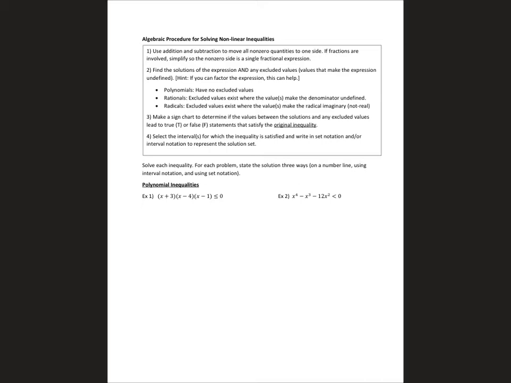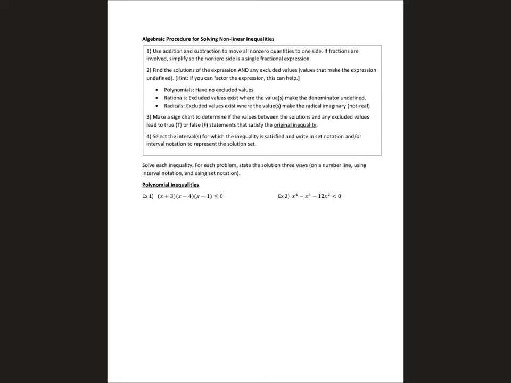So any excluded values are going to exist where the value makes the denominator 0. Those have to be included as part of our critical points listed on our number line. And with radical inequalities, remember, we're dealing with a real number line. So any values that make the radical imaginary are the ones that make the radical negative inside. Those values are also going to be included as part of our critical points found on our number line.